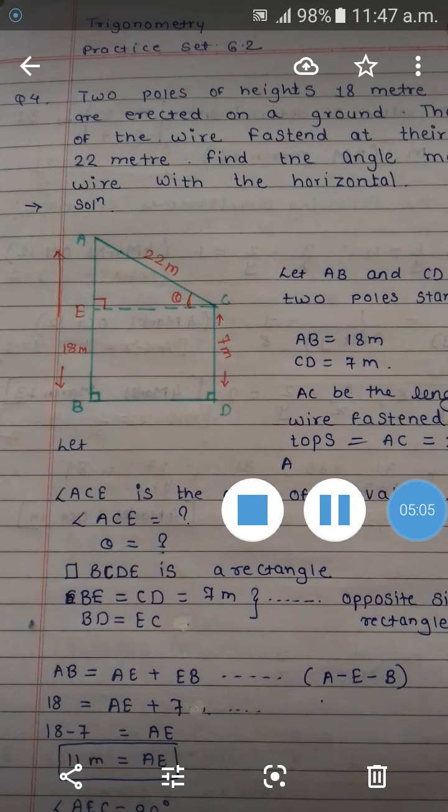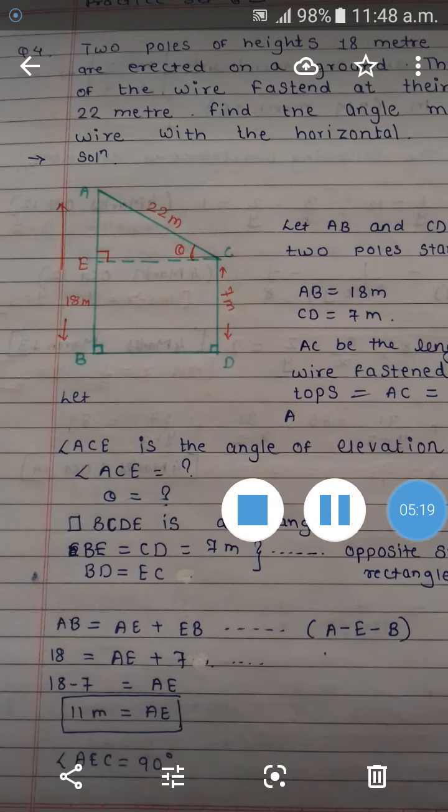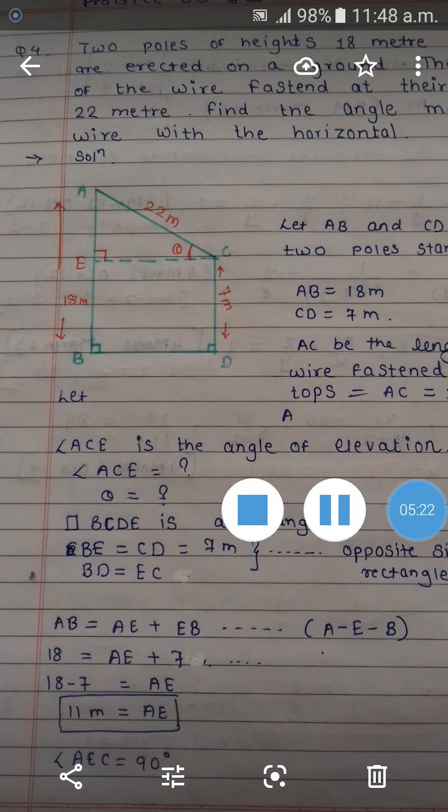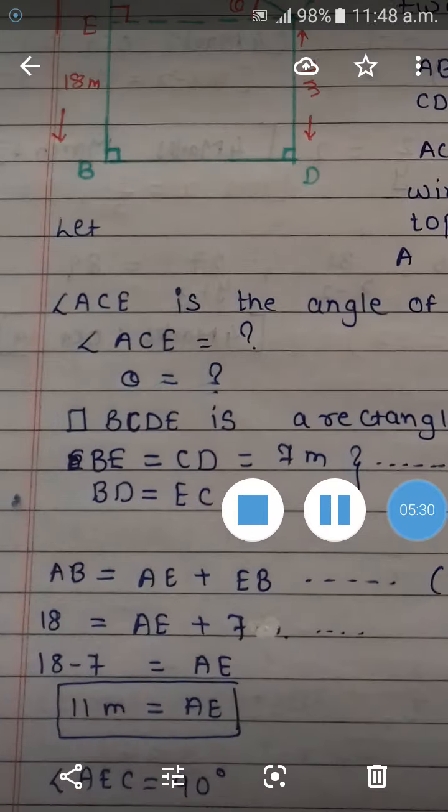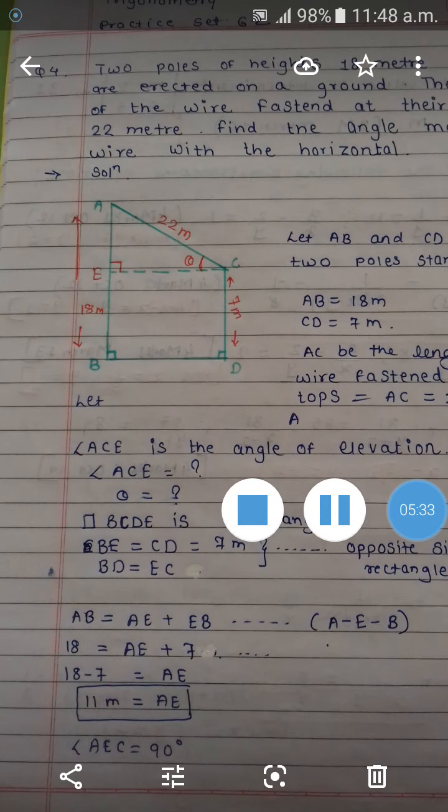But if you observe, AB, the full length, is given and EB is given. So EB is what? 18. So from EB and from AB we can find out the length of AE. That's why I wrote here AB is equal to AE plus EB. AB is 18, and AE is not given, so we wrote it as it is. EB is 7, because it is the opposite side, because CD is 7. So 18 is equal to AE plus 7. Then we do the subtraction, so we get the AE length, which is nothing but 11 meters.